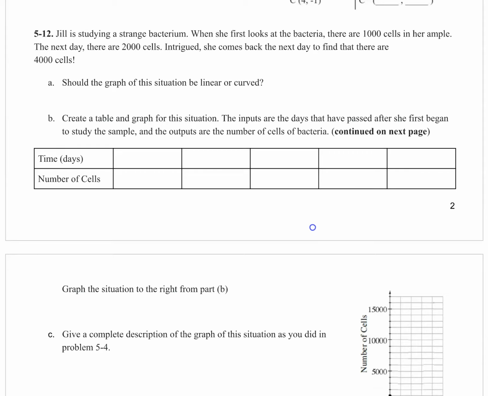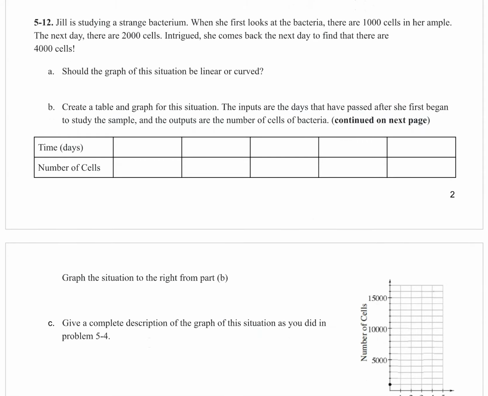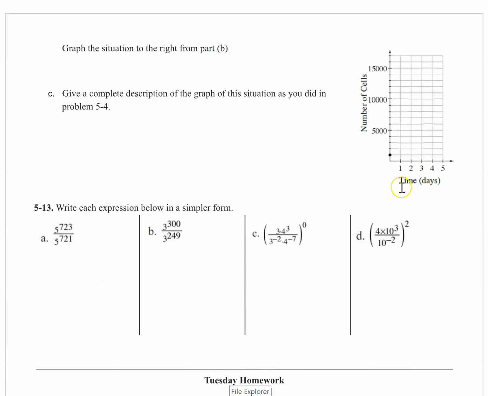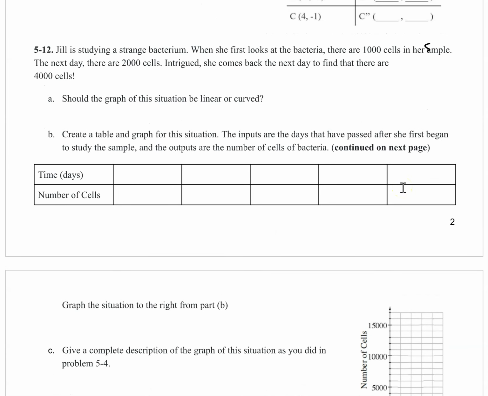Let's look at 5-12. Jill is studying a strange bacterium. When she first looks at the bacteria, there are 1,000 cells in her sample. The next day there are 2,000 cells. Intrigued, she comes back the next day to find out there are 4,000 cells. Should the graph of this situation be linear or curved?